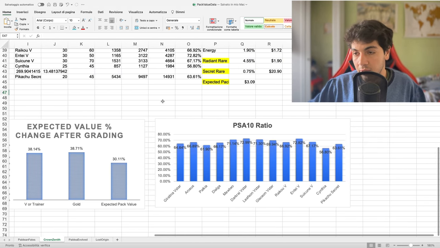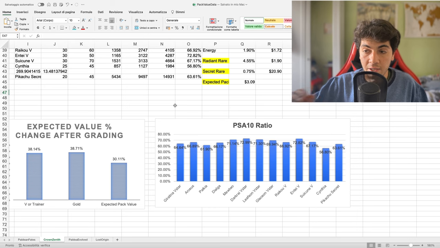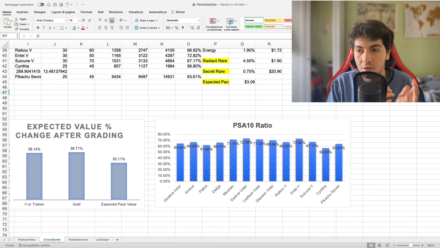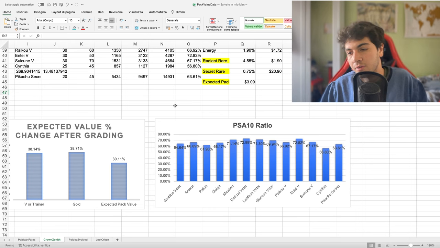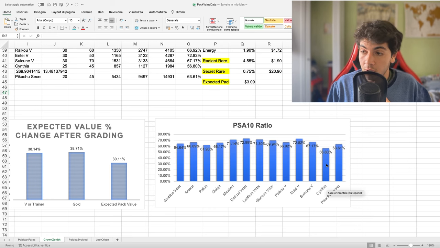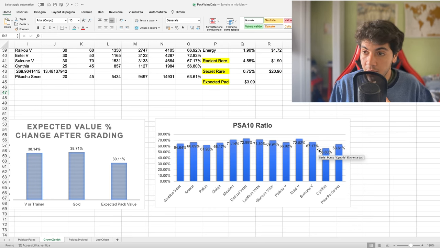And then here, PSA 10 ratios, again just with 9 and 10, I didn't compare anything below that. So that's a ratio of PSA 10s compared to PSA 10s and 9s. Just interesting that the Cynthia Full Art has the lowest PSA 10 ratio, whereas the Dark Ivy Star has the highest, closely followed by Vientei V.